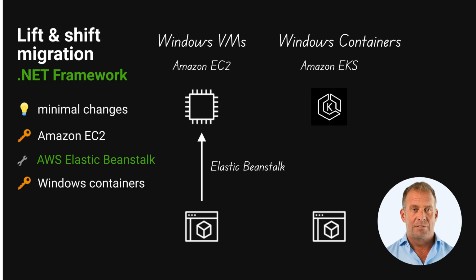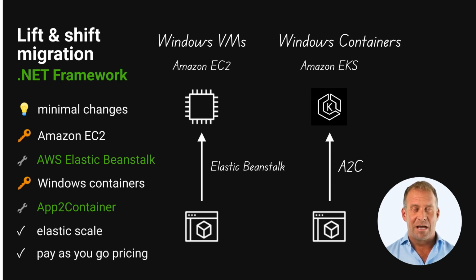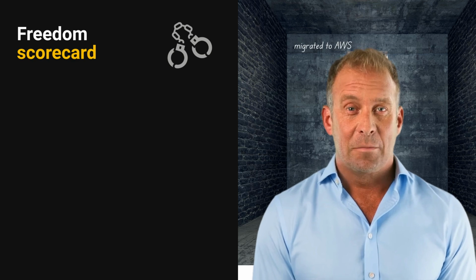Or, if you're ready for containers, you can run on Windows containers in a managed service, like the Elastic Kubernetes Service, EKS. To containerize and migrate your app, use our App to Container tool, or A2C. And what's your reward for doing this? In AWS, you're now free to scale up and down elastically. And you have pay-as-you-go pricing. Nice work! You've modernized your infrastructure.